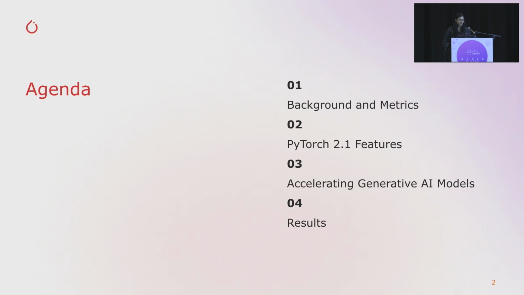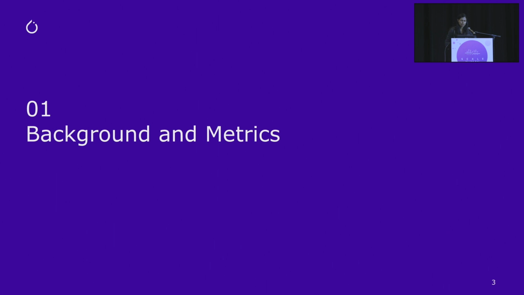So here's a high-level agenda of what we'll be going over today. I'll first talk about some background and metrics about PyTorch, and then do a bit of a deep dive into some of the newly added features in PyTorch 2.1. I'll then switch gears and talk about how you can accelerate some significant generative AI models using native PyTorch code, and then share model results for these models. With that, let's get started.